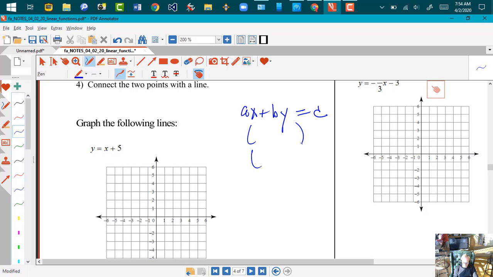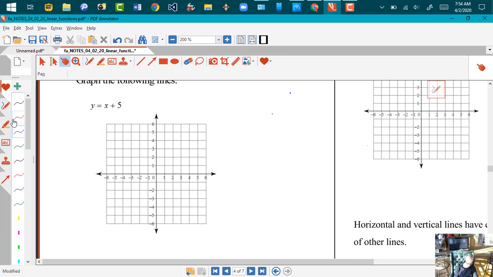There is another way. If you do have ax plus by equals c, you can graph it by finding the x and y intercepts, where you substitute 0 in for y and solve for x, or substitute 0 in for x and solve for y. I'm just going to stick with the slope-intercept form of a line because that's the most common and universal way of graphing a line. Okay, so graphing the lines.